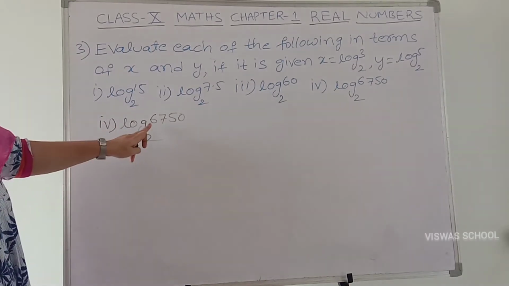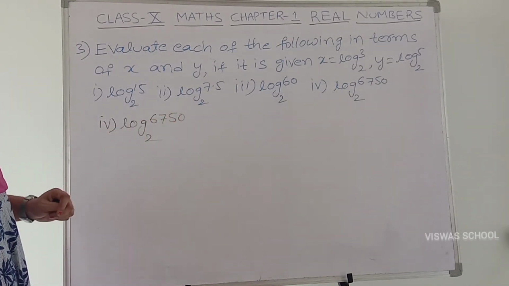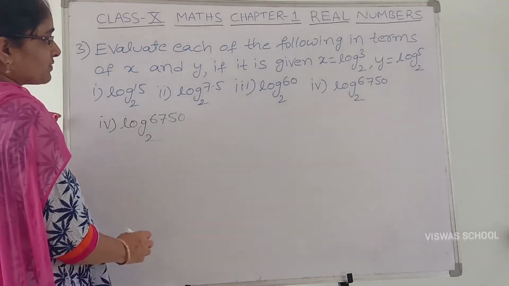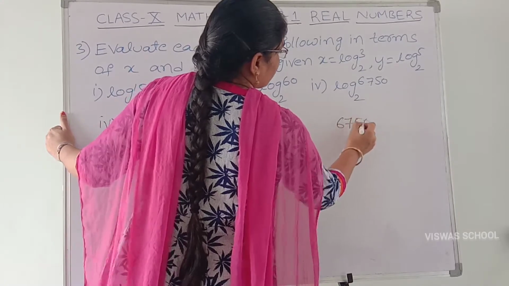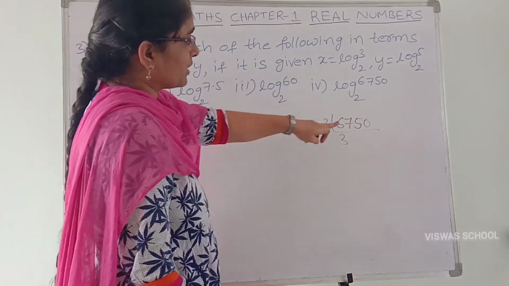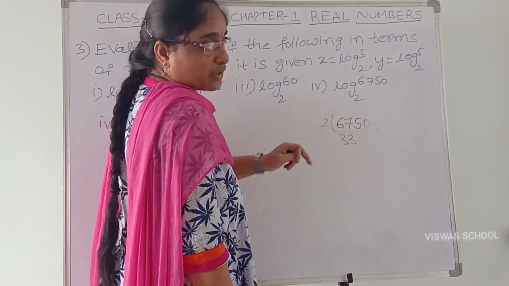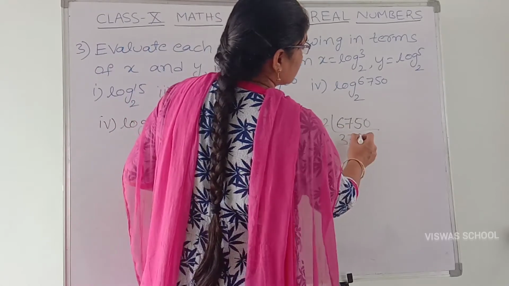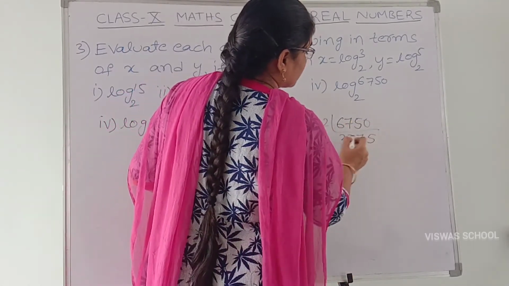First we have to write 6750 as a product of prime factors. Once here, 6750: 2 3s are 6, and here also 2 3s are 6. Now what is remaining here? 1, that is 15. 2 7s are 14 and remaining 1, 2 5s are 10.